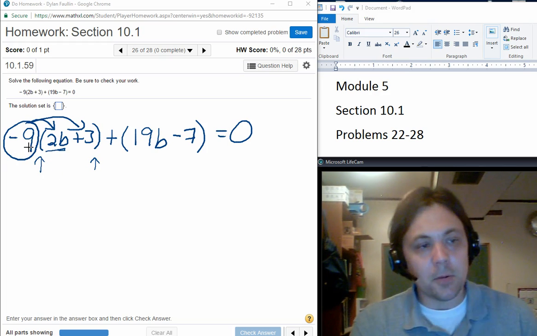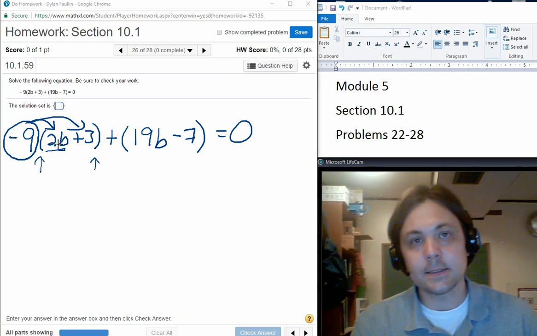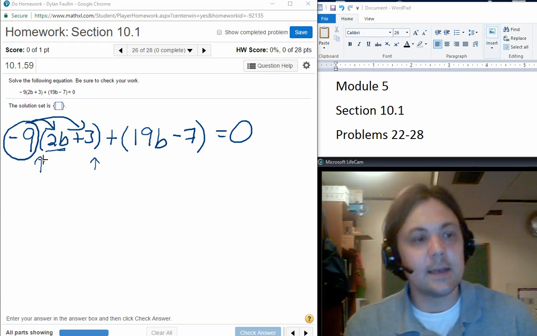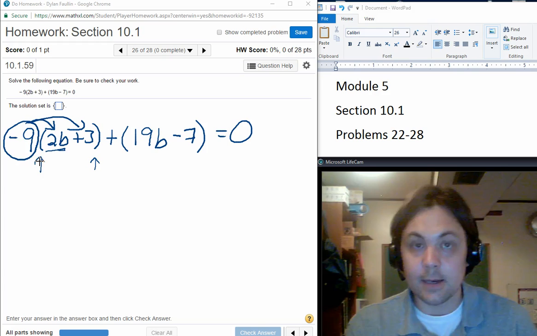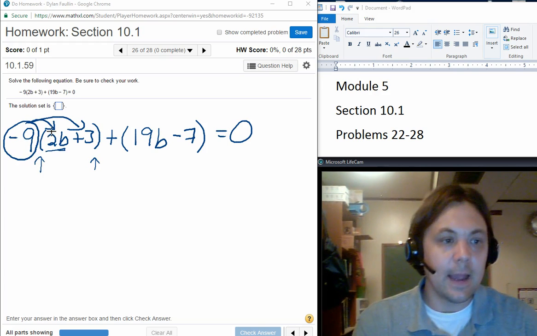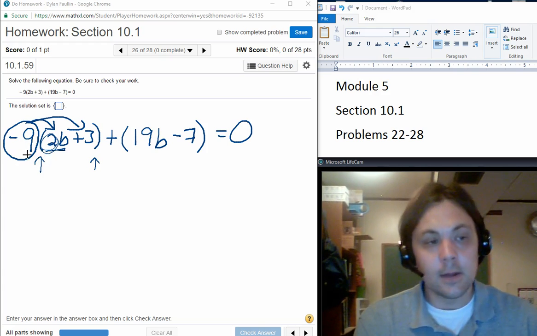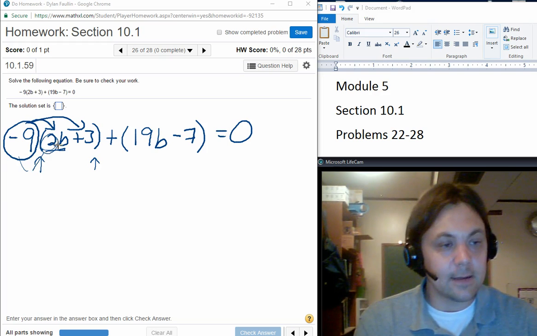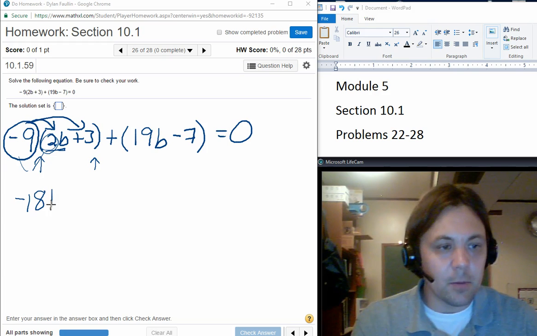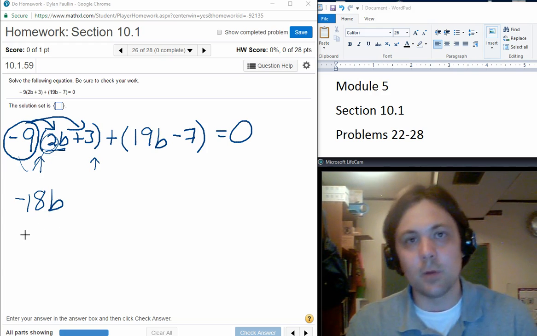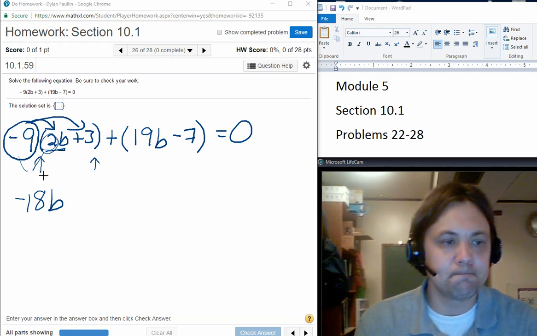Now, whenever you're multiplying a number to a term like this, what I always like to say is you multiply together what goes together. So the -9 and the 2 go together. I can multiply those together and I get -9 times 2, which is going to be -18. And then the variable part just gets copied down because nothing's getting multiplied to it. We just copy it down.